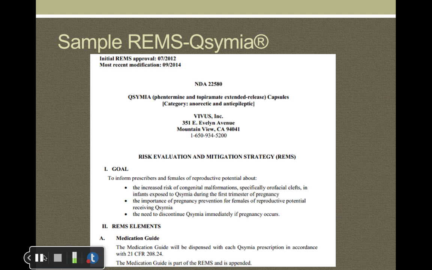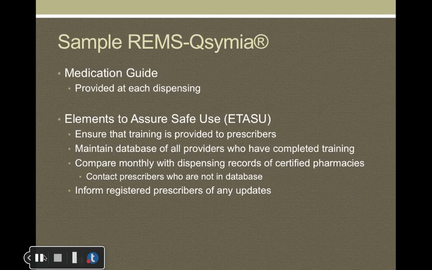And the main reason that we have REMS for this medication is there's some teratogenic side effects of this medication. And it's a weight loss medication, so women are generally the most likely patient population to use this. And it has some birth defects that occur during the first trimester of pregnancy, often when women may not be aware that they're pregnant yet. And so that's why there's REMS for this medication.